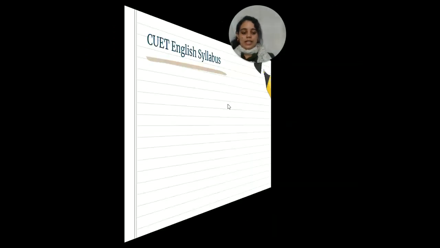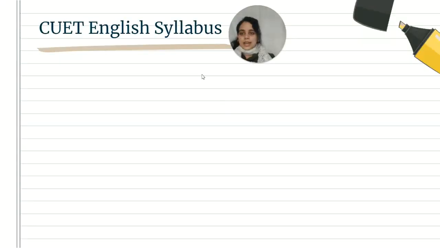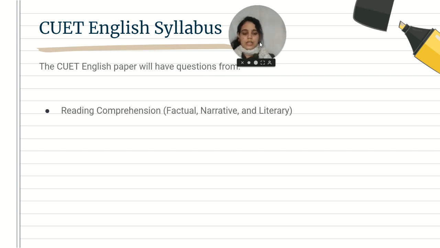This will be CUET English exam preparation and here we will talk about the syllabus. So let's talk about the syllabus. We have reading comprehension. We have unseen passages in that. There will be 3 types of passages. First one is factual. Then we have narrative passages and literary passages.